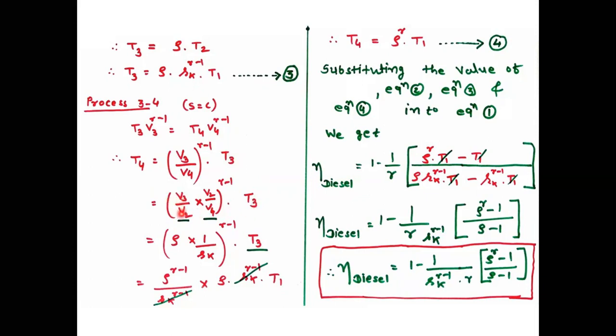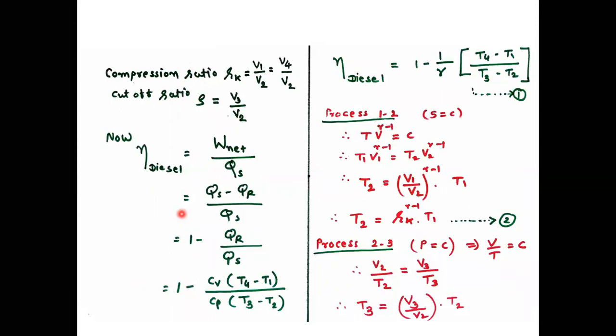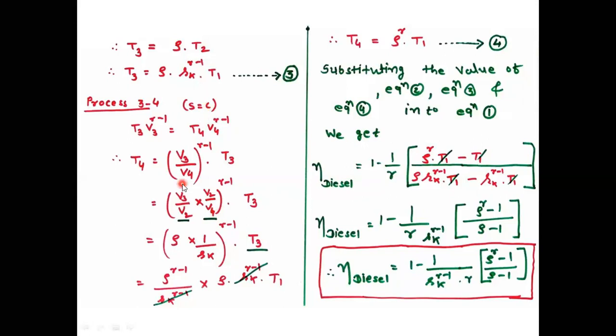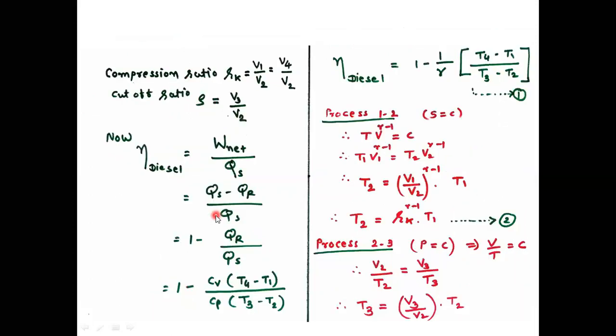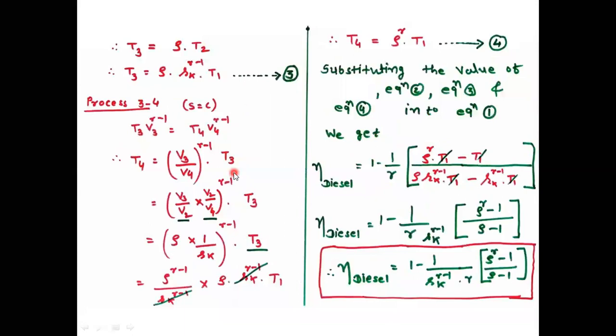Now what is V3 by V2? V3 by V2 is rho. So instead of V3 by V2, I can write rho. And what is V2 by V4? You can see here, it's V4 by V2. If V4 by V2 is equal to RK, then V2 divided by V4 is 1 upon RK. So I can write V2 upon V4 is equal to 1 upon RK. So it's rho raised to gamma minus 1 into RK raised to gamma minus 1.